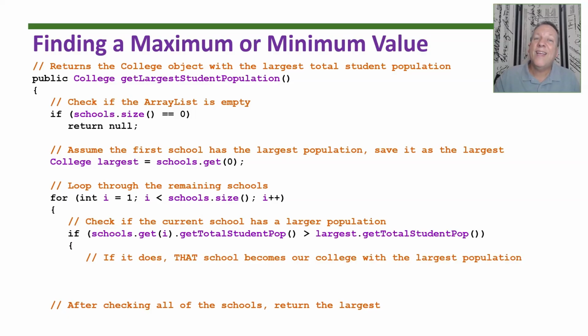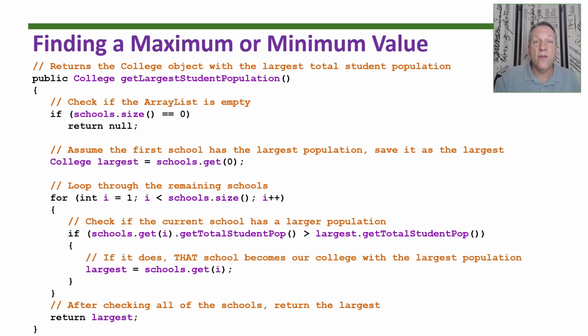So I'm going to loop through all the rest of the schools, i less than schools.size, i plus plus. And then I'm going to check each one of the schools in my array list by using schools.get(i).getTotalStudentPop. And if the total student population of that current school is greater than the population of what I think is my current largest school, well, then I have a new largest. So what do I have to do? I have to assign schools.get(i) to my largest college variable. And then after I'm done with traversing through the entire array list and I've compared all the different schools, now I can return largest because that's the largest school on my array list. How'd you do? All right, great.